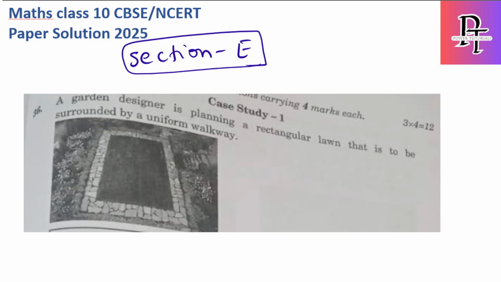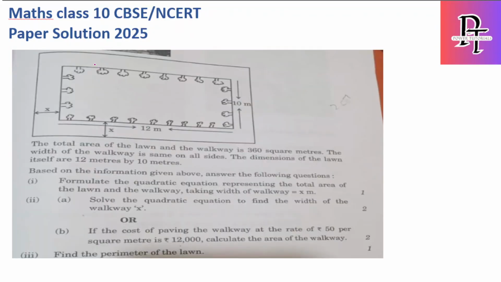Now let's start with section E, which are case study questions. We have 3 case study questions, so let's solve them one by one. First case study: a garden designer is planning a rectangular lawn surrounded by a uniform walkway. So we have a lawn surrounded by a uniform walkway like this. We have two rectangles, one inside and one outside, and the walkway dimension is the same, x here as well as here.